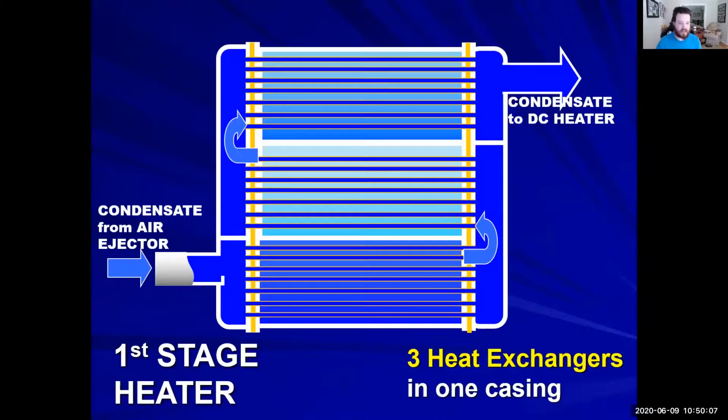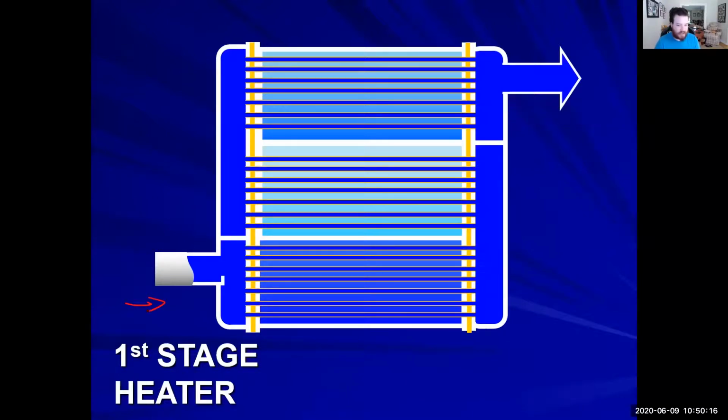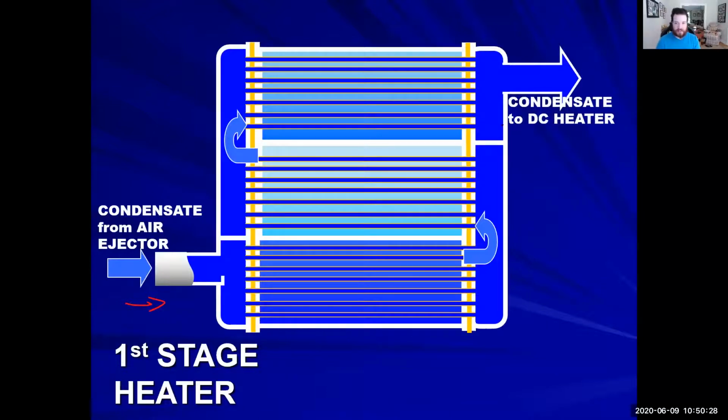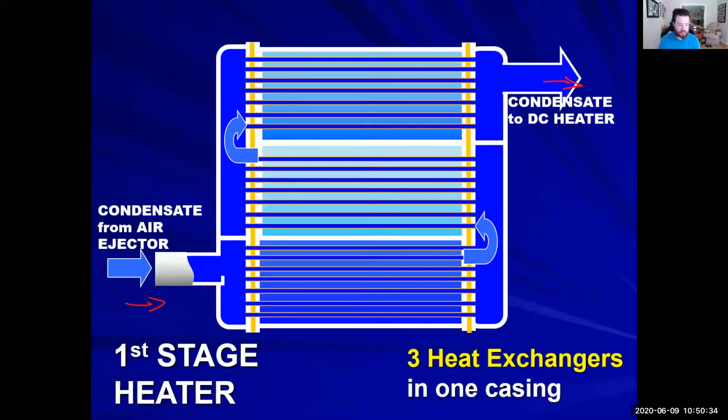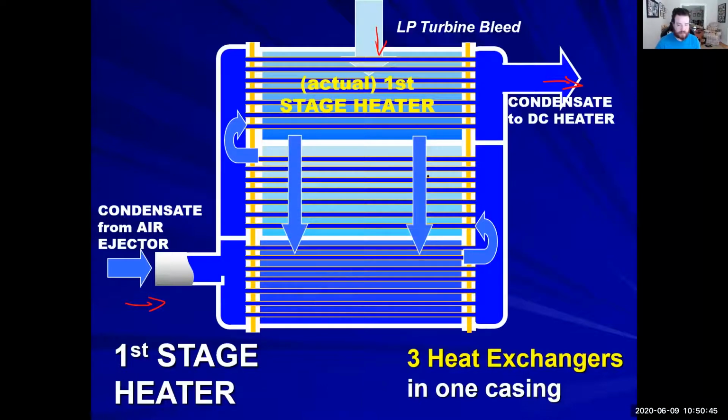So it's 3 heat exchangers in 1 casing. Your condensate is coming from your air ejector. It's exiting that air ejector right here, and it pipes right into your first stage heater. Again, it goes through these tubes, exits, and goes to your DC heater. That's the path it takes. So that LP turbine bleed comes off and goes into the entire casing. Your actual first stage heater. Bypass goes to your first stage drain cooler.